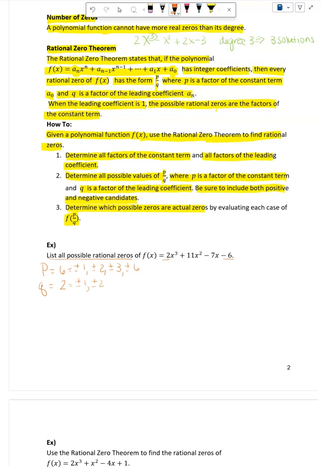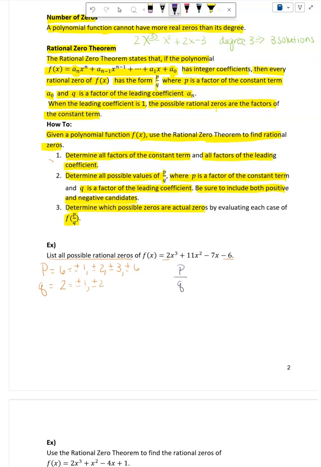Now, that was determine all the factors of your constant term and all the factors of your leading coefficient. So that was number 1, right? Now let's do number 2. Number 2 is that we're going to determine all the p over q's.